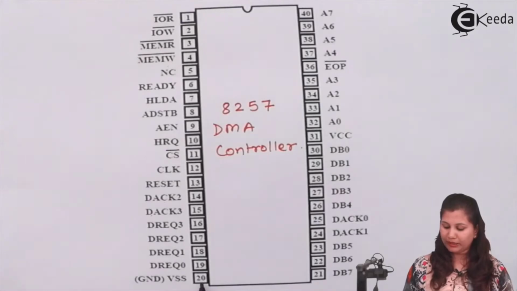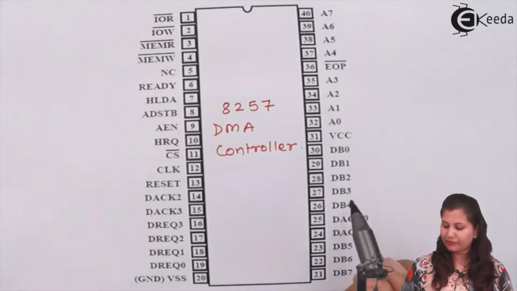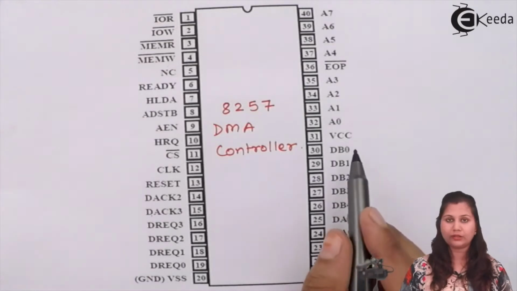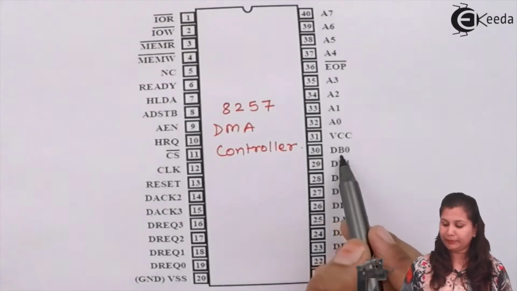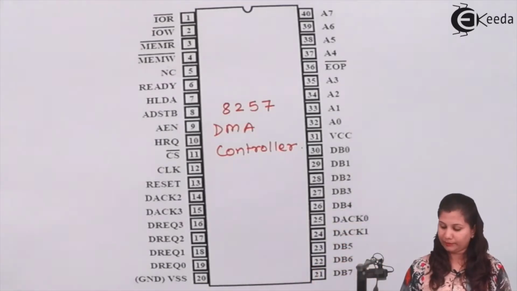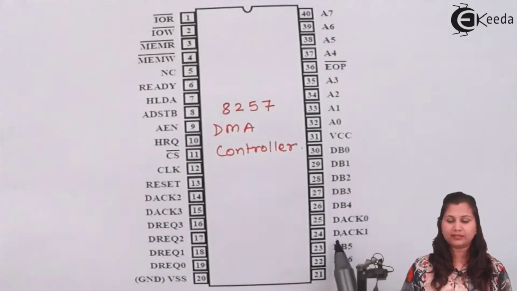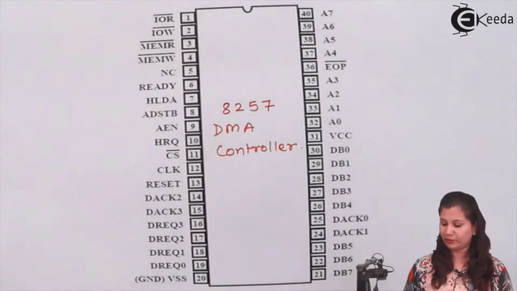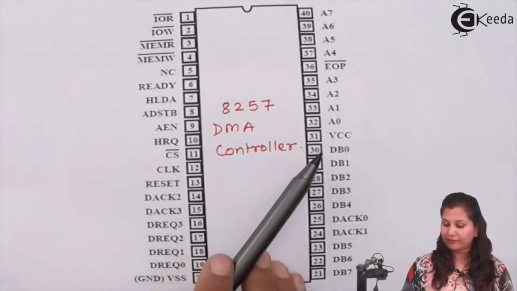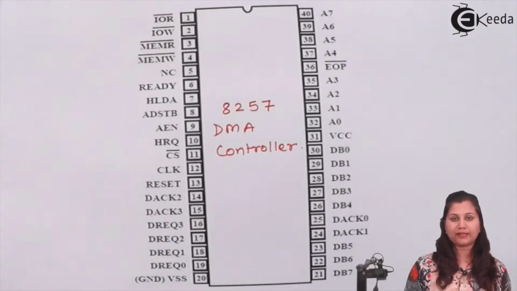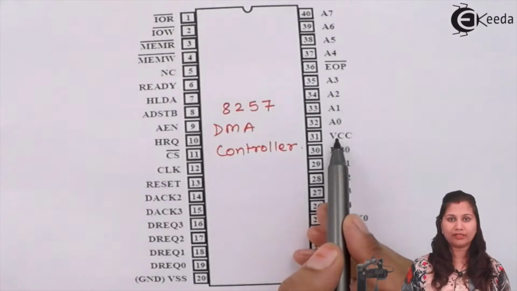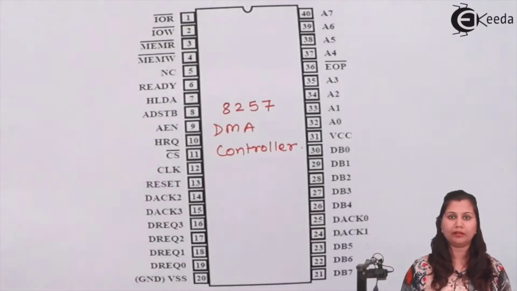Then at pin number 20, we have the ground VSS, and these DB7, DB6, DB5, DB4, 3, 2, 1, 0 are the data bus, the 8 bits of the data bus represented by DB0 to DB7. We have already studied that these are the DMA acknowledge signals for channel 0 and channel 1. Then we have VCC, which is the power supply connection, with plus 5 volts. So plus 5 volts is connected at VCC and ground is connected at pin number 20.